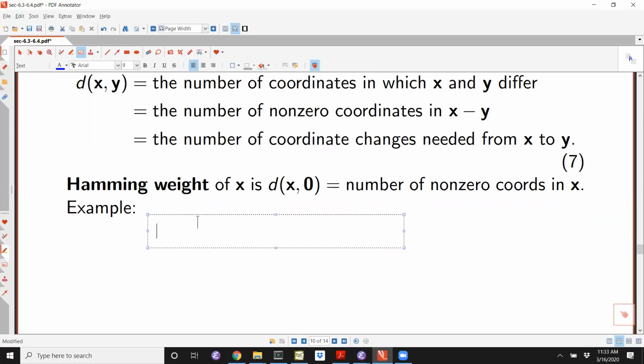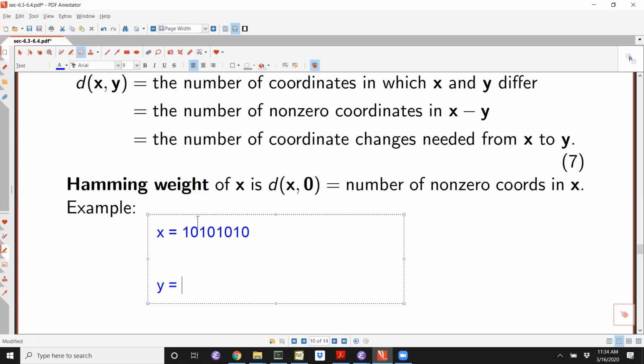Okay, that might have been a little fast. Let's do a concrete example. X equals 1, 0, 1, 0, 1, 0, okay. And let y be, make a little more space here. Y is 1, 1, 0, 0, 1.